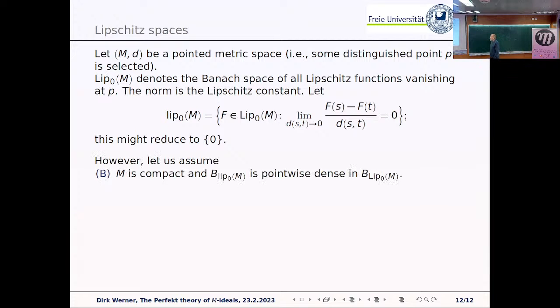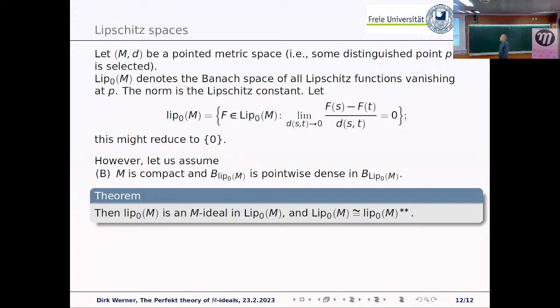So again, if one wants to study this situation in the framework of perfect construction, one has to have some richness assumption, which in this case reads that the ball of the small Lipschitz space is pointwise dense in the ball of the big Lipschitz space. So this rules out, of course, situations like this one. And also, I'm only looking at compact metric spaces at this stage. So now, given this assumption B about compact metric spaces, you can prove the M-ideal property and you can prove the biduality property using the ideas suggested by Perfekt.